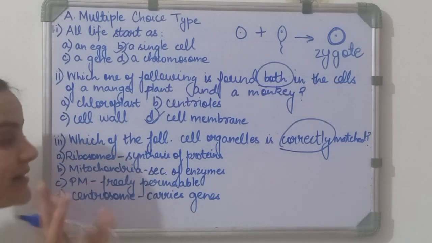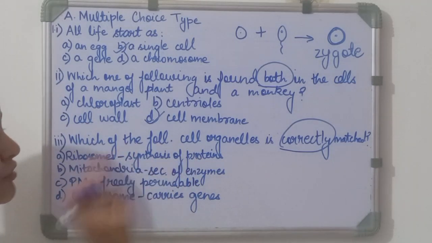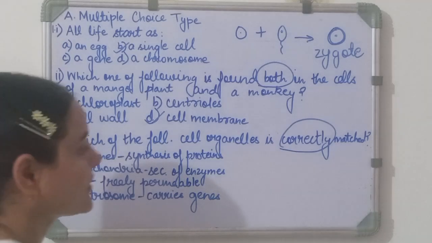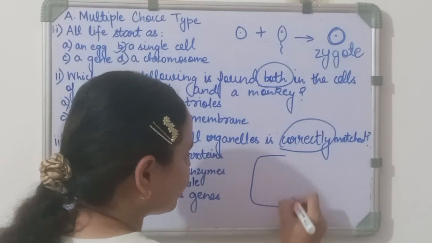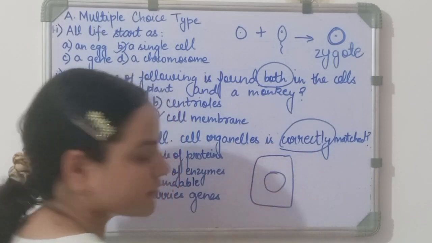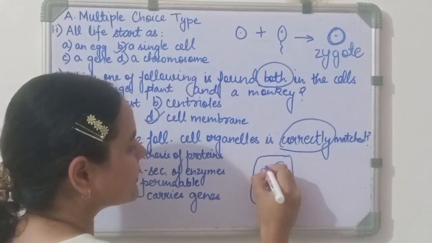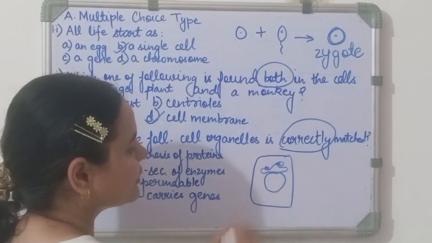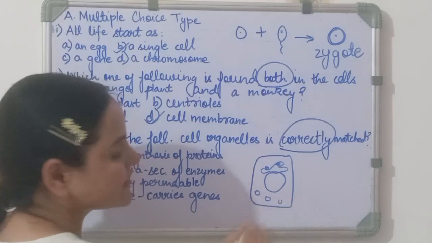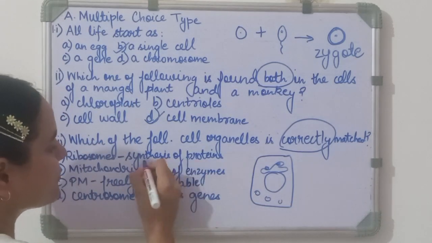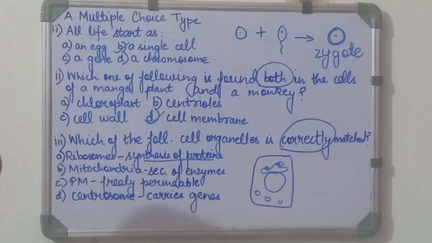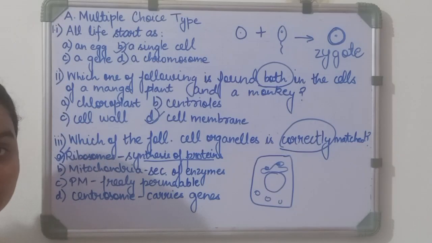So option A says ribosome, synthesis of protein. Yes, that's correct. Suppose this is our cell. This is our nucleus. Okay. These ribosomes are either found on the endoplasmic reticulum or they are found freely in the cytoplasm. And their function is synthesis of proteins. So here option A is correct. Let's check why the other options are wrong.